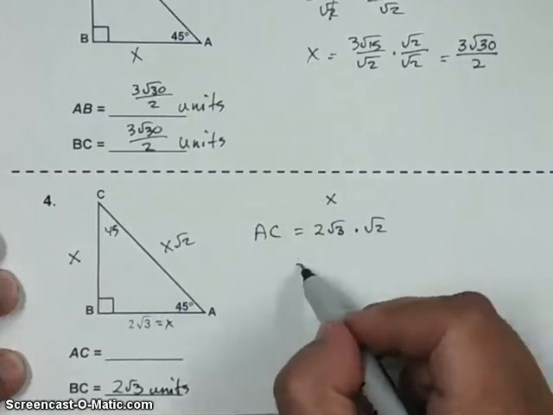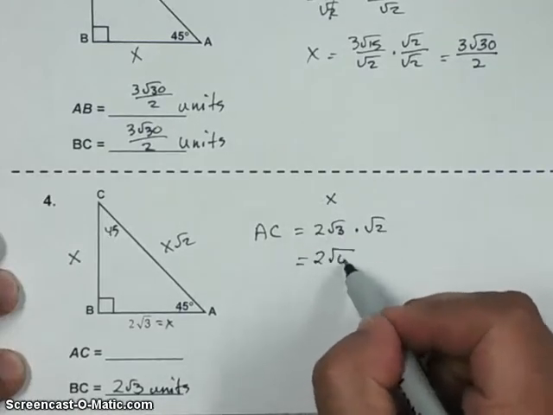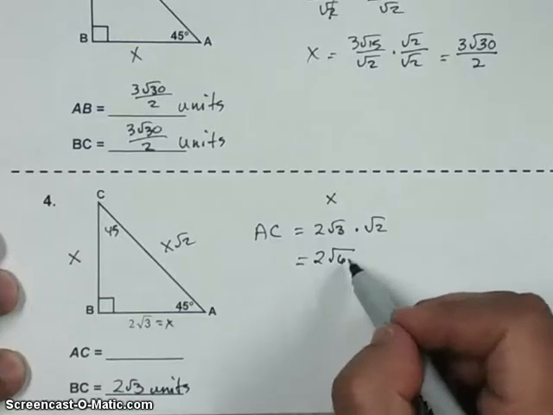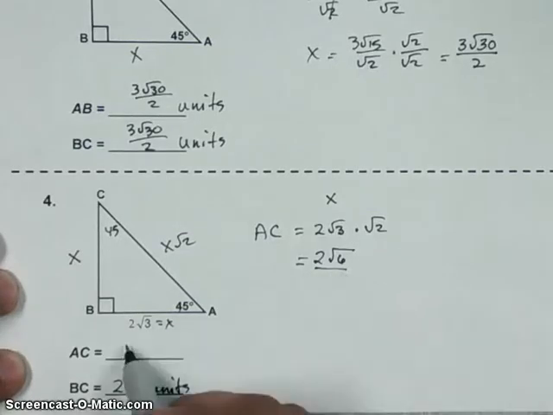Okay, so then multiplying, that gives me 2 square root of 6. 6 doesn't factor, so this is the actual length. So this side is going to be 2 square root of 6 units.